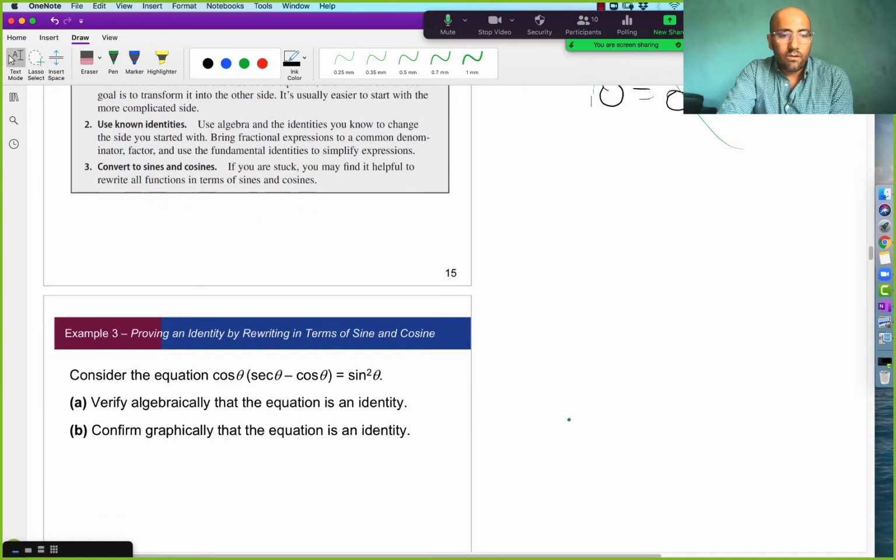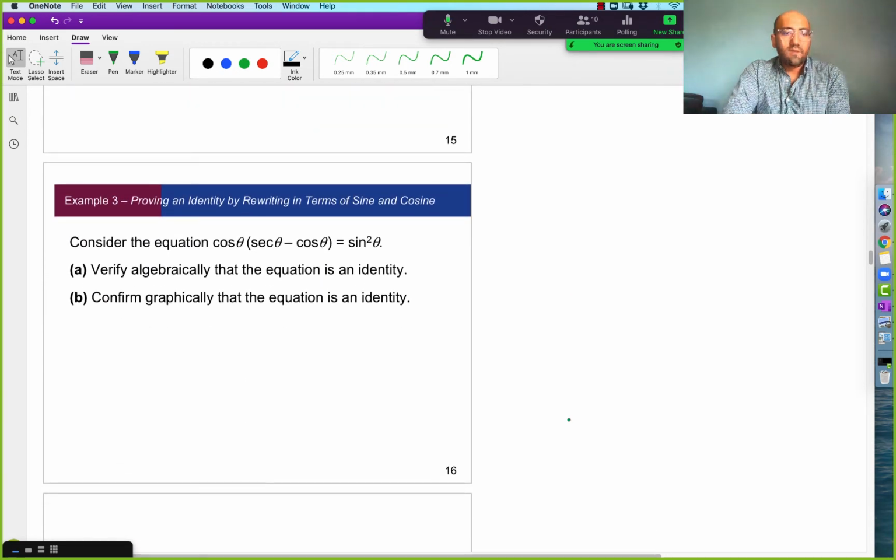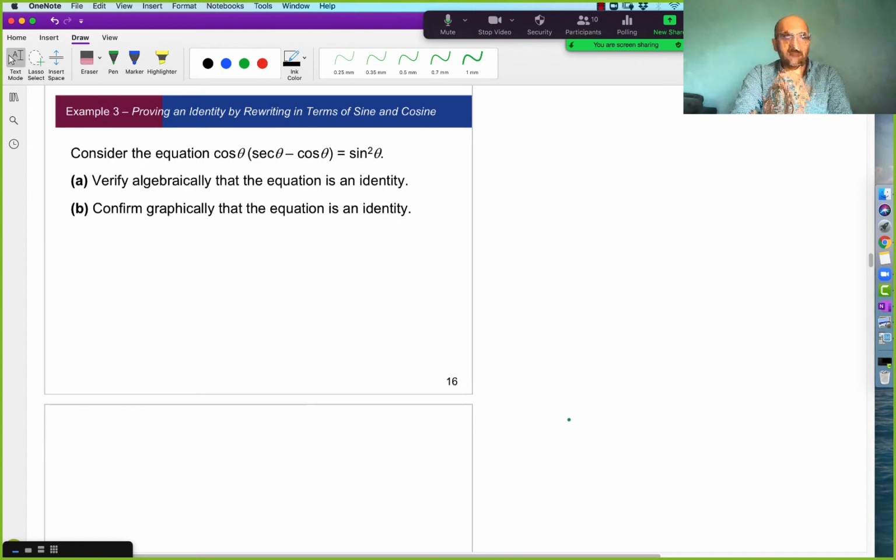Okay, so here's some examples. Here's an example. Cosine of theta times secant theta minus cosine of theta equals sine squared theta, right? Verify algebraically that the equation is an identity. So first of all, if I can find an angle such that if I plug that angle into the left side, it does not equal the right-hand side, then I've proven that it's not an identity. But if you do find one angle that works, that doesn't prove that it's an identity. Does that make sense?